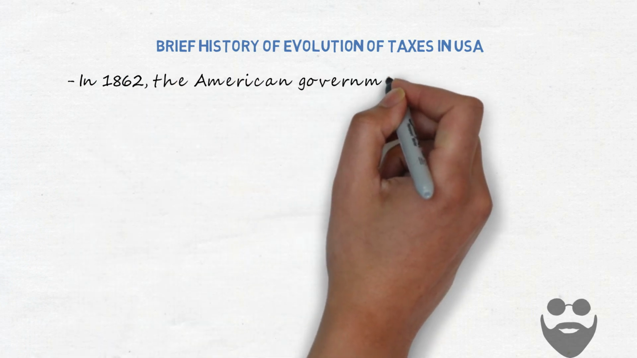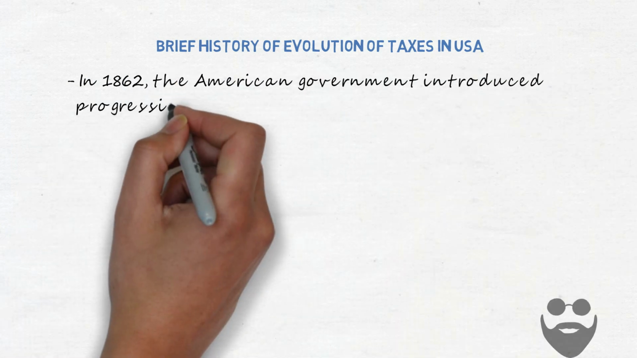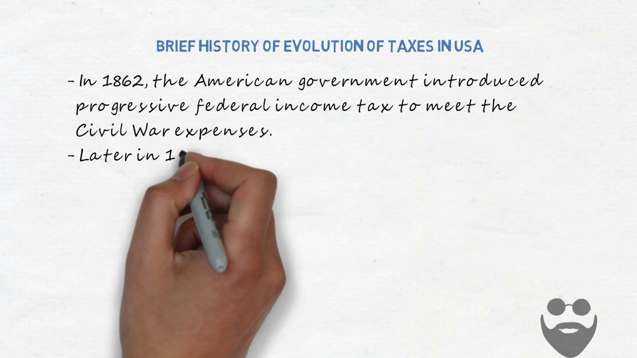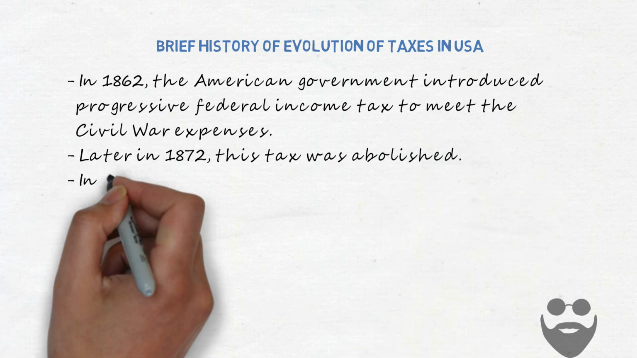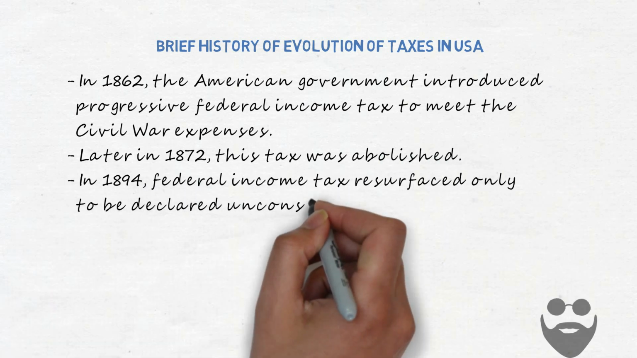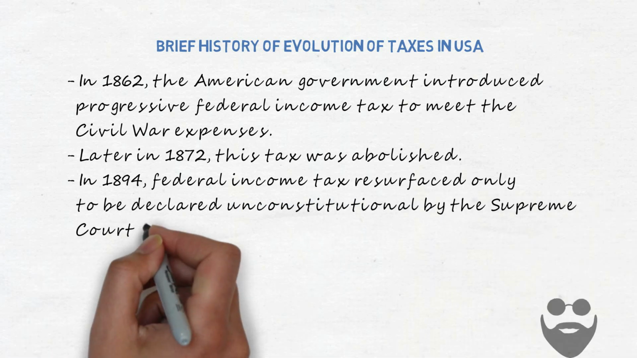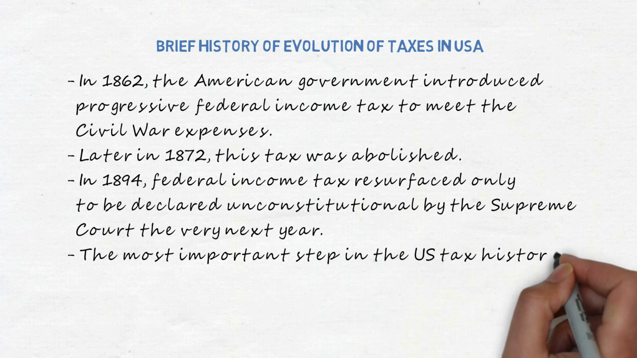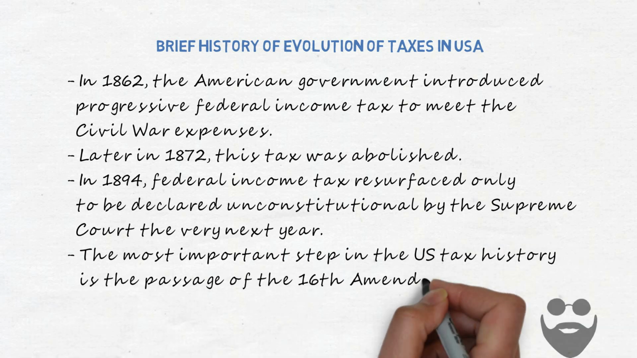In 1862, the American government introduced a progressive federal income tax to meet the Civil War expenses. Later in 1872, this tax was abolished. In 1894, the federal income tax resurfaced only to be declared unconstitutional by the Supreme Court the very next year. The most important step in the U.S. tax history is the passage of the 16th Amendment.